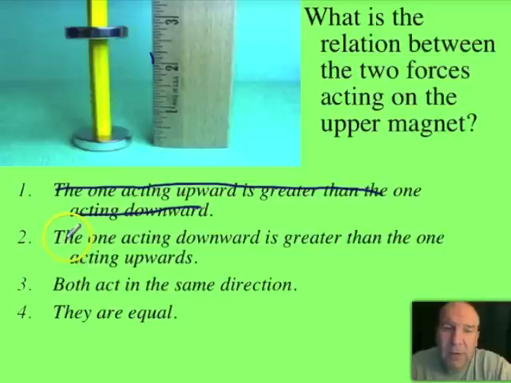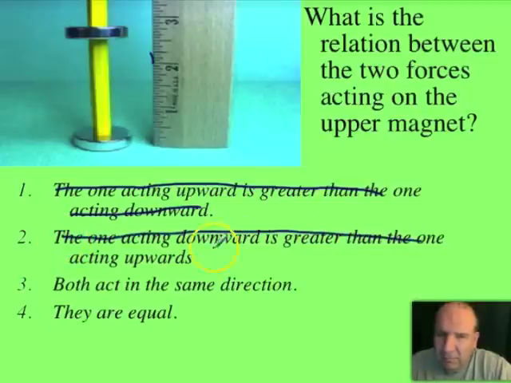Okay, how about the next choice? The one acting downward is greater. Well, it's not. If it was pushing it downward, and it continued to push and keep pushing, and this isn't going to go any further down because of the table, wouldn't this just continue to go up? So we know that one's not right.